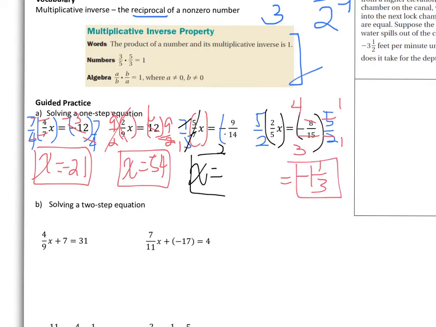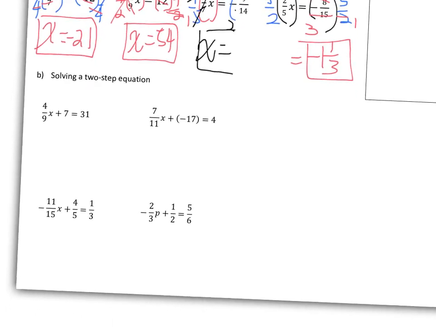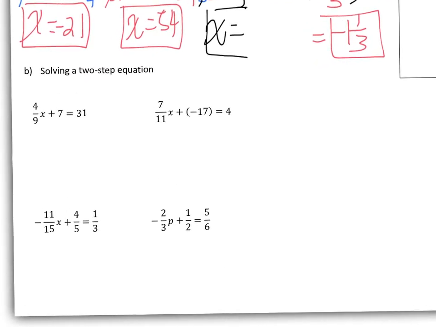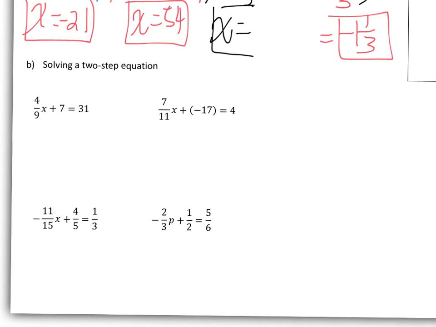Okay, and in the next part B, solving a two-step equation. Alright, this takes us back to chapter 2. Okay, except for the fact that we're dealing with fractions now. And again, our goal is to isolate the variable x. So let's first subtract 7. This is the first step of your equation. And the second step to solving this problem will be multiplying both sides by the multiplicative inverse of 4 over 9, which is 9 over 4.